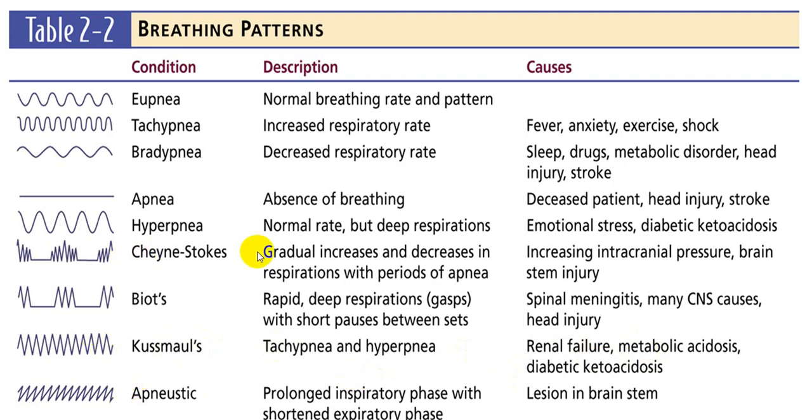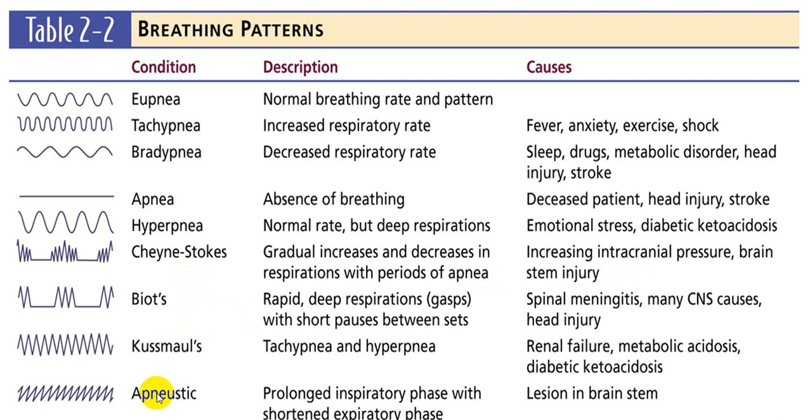Cheyne-Stokes breathing: there is a gradual increase and decrease in the respiration with a regular period of apnea, and that is Cheyne-Stokes breathing. Classical in case of raised intracranial pressure and brainstem injury. Biot's breathing is a rapid respiratory effort with irregular pauses of apnea, and that is again in case of head injury and severe brainstem injury, or towards the end stage of herniation, like tonsillar herniation. In that case, you will get that.